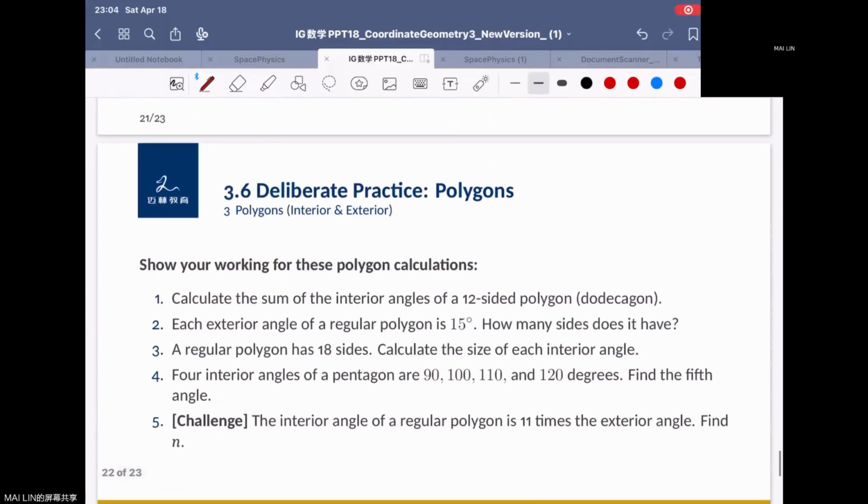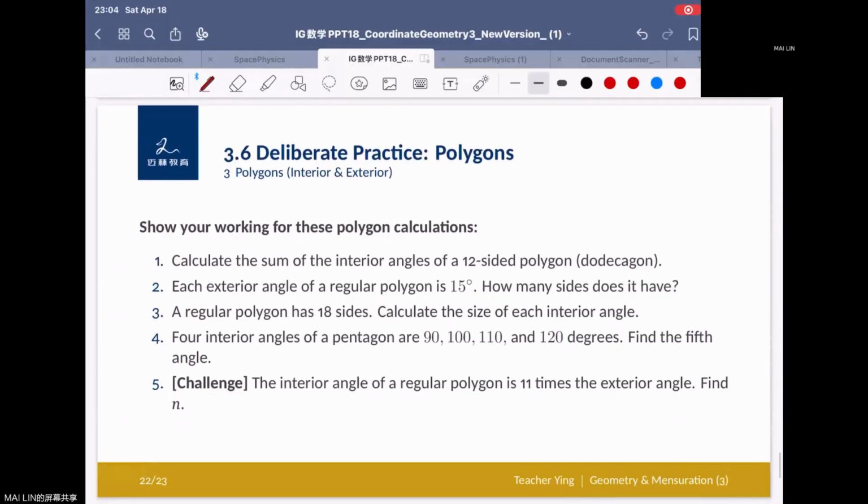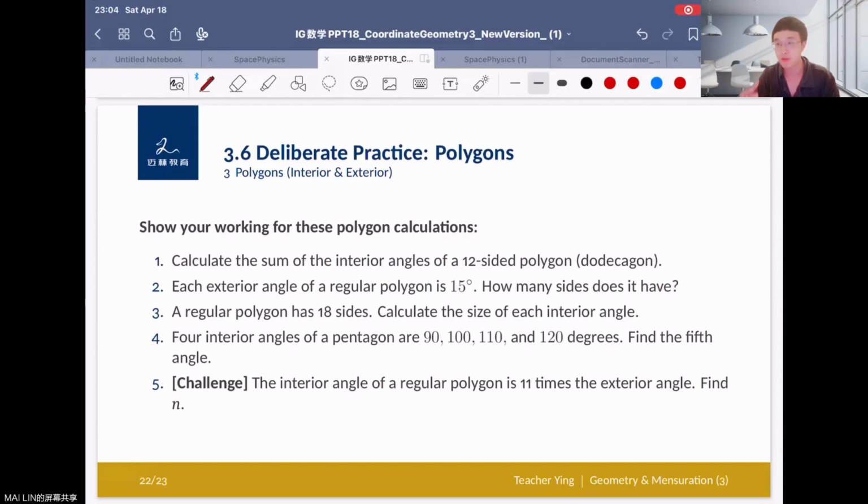That is it. So here are some examples for you. If you want to try yourself, you can just pause the video and do it yourself. And if you want to follow along with me to solve the problems, you can keep on going, okay? Let's move to the first problem here. Calculate the sum of the interior angles of a 12-sided polygon, okay?